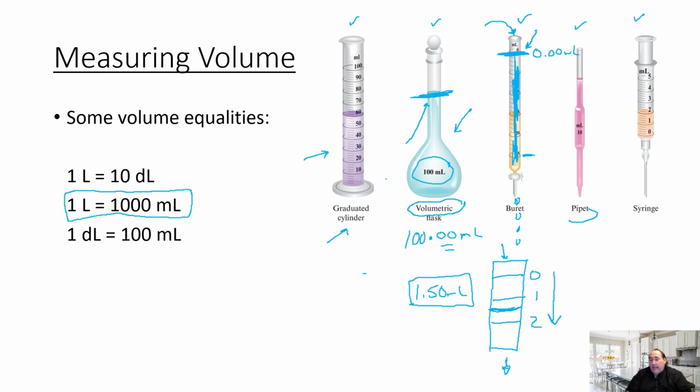This is a pipette. This is actually a volumetric pipette, and it also has 1 marking. You know it's volumetric because it kind of comes out here.